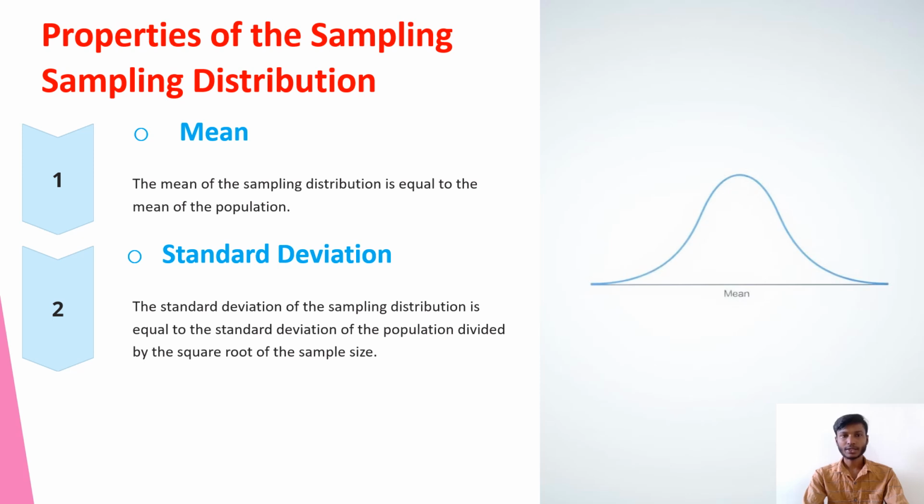Properties of the sampling distribution. Mean: the mean of the sampling distribution is equal to the mean of the population. Standard deviation: the standard deviation of the sampling distribution is equal to the standard deviation of the population divided by the square root of the sample size.